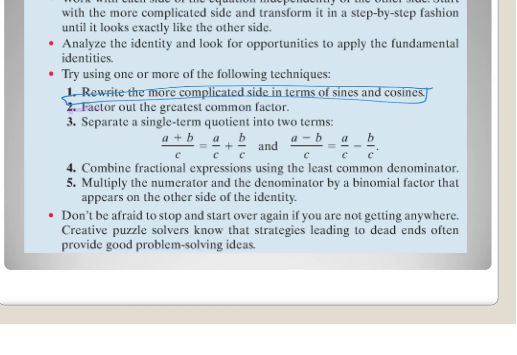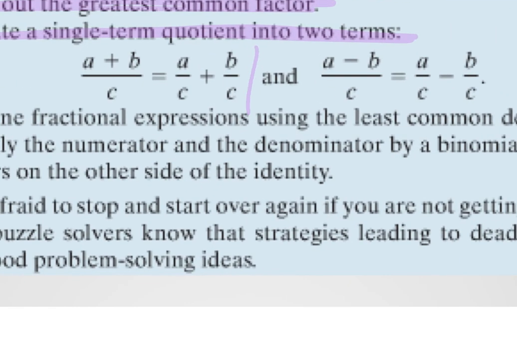The second thing says factor out the greatest common factor. So if I have the same trig function on two expressions, I'm going to try to take it out because sometimes I might be able to simplify that way. The third thing says separate a single term quotient into two terms. So if you have a fraction that has two terms in the top and one on the bottom, you can actually break it apart as long as you keep the same denominator with both. And then you might be able to simplify part of those.